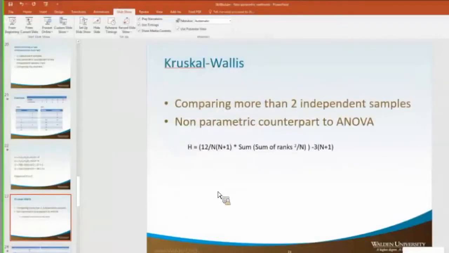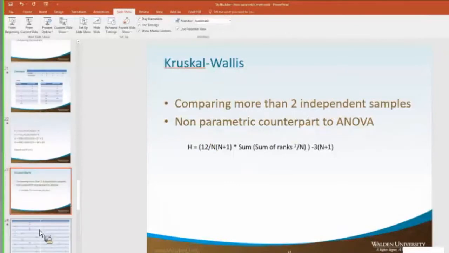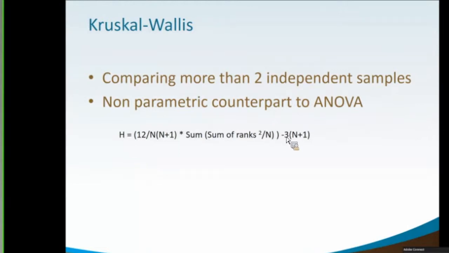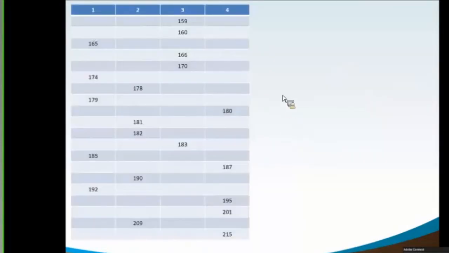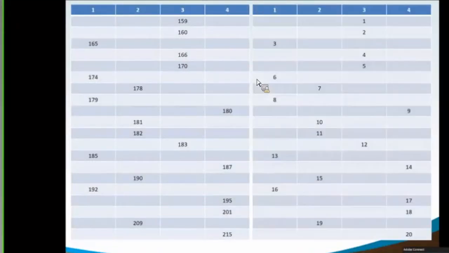The next one is the Kruskal-Wallis test. This is where you're comparing 2 independent samples, or more than 2 independent samples. This is the non-parametric counterpart to the analysis of variance. Again, here's the formula. So what you do then is you have a sample. Again, you rank the sample from lowest to highest, and so you convert the numbers to their rank scores.